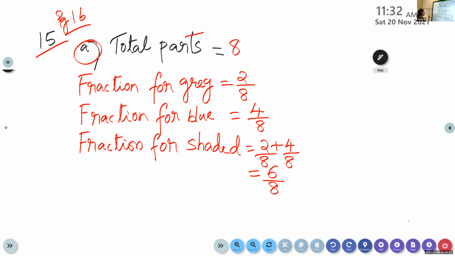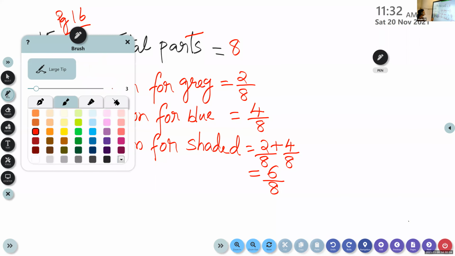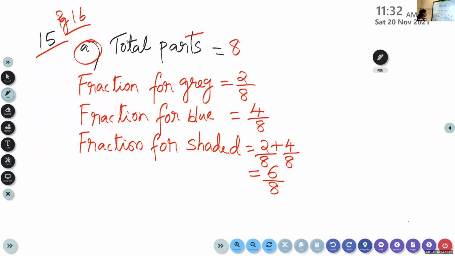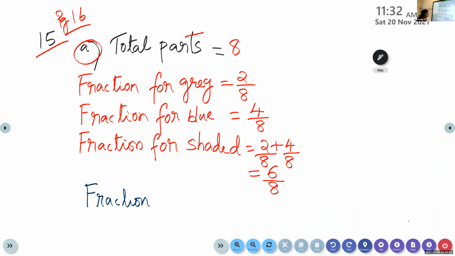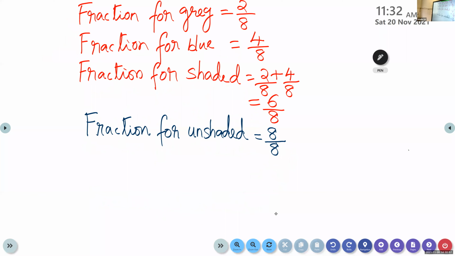Next, what we have to find out here is the fraction for unshaded using subtraction. That is the next step we have to do. So we have to subtract from the full, the whole. So what will be the full, the whole? How many parts total? 8. So the full is 8 by 8, the whole, the 1 here.